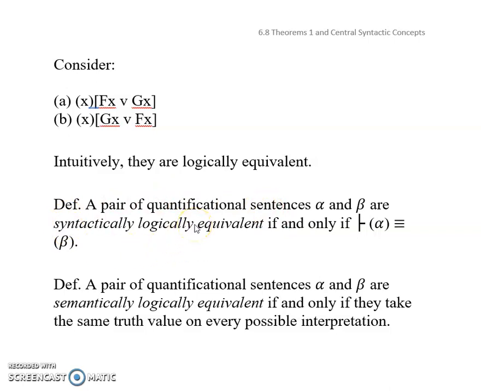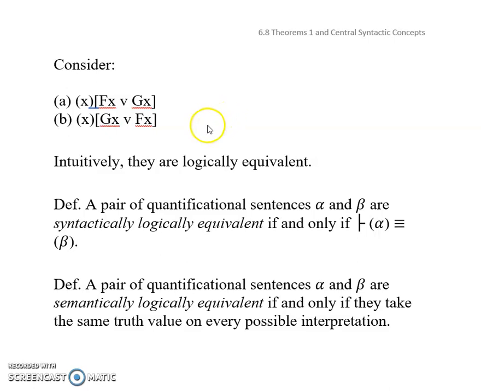So let's just start by thinking about an example for a second. Consider these two sentences. Everything is such that either it's F or it's G, and everything is such that either it's G or it's F. Now, intuitively, these are logically equivalent sentences, right? This is going to be true if and only if this is going to be true, and vice versa. So intuitively, they're logically equivalent, and you can kind of see that, if you use com, you can get the one from the other.